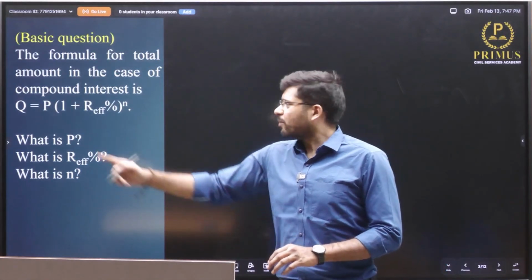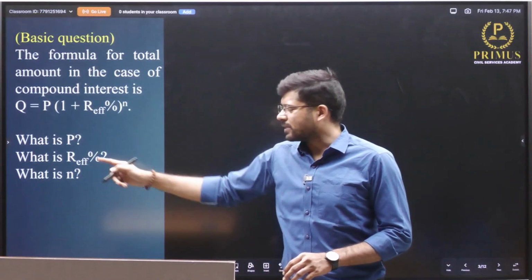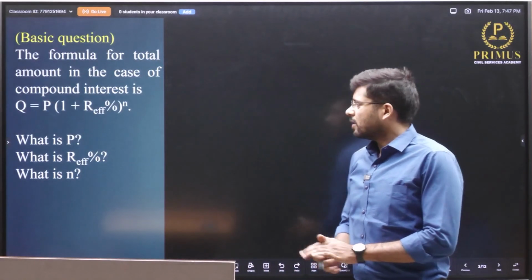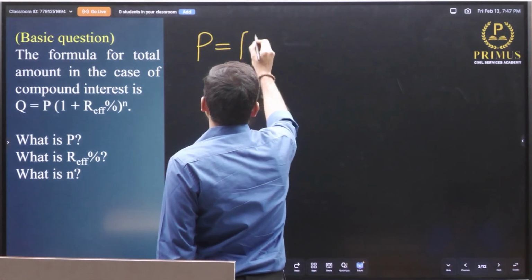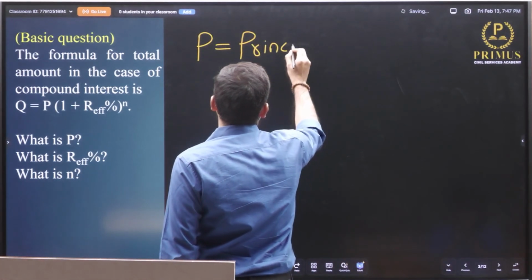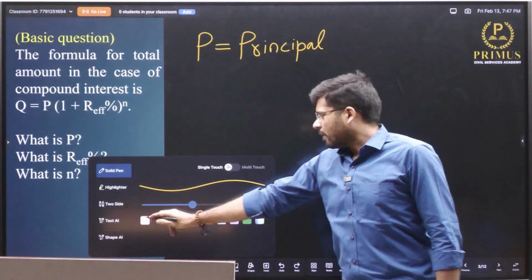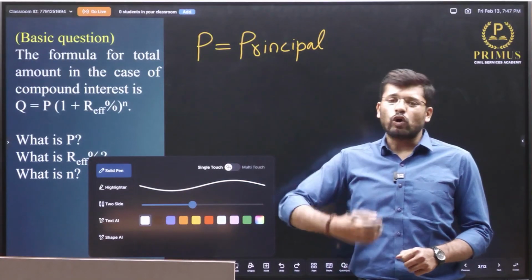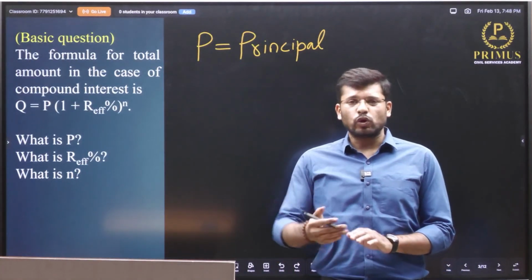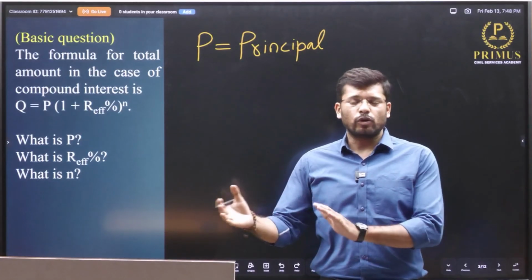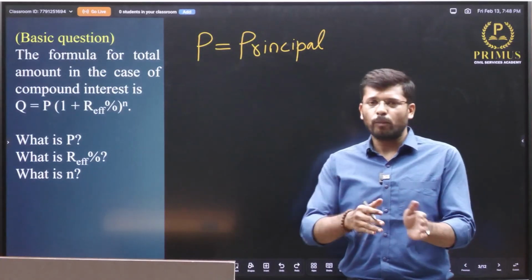Now in this formula, Q is the total amount. But what is P, what is R effective percentage, and what is N? See here, P stands for principal. So what is principal? Principal is the amount that is lent or borrowed. For example, if you lent 1000 rupees to your friend at some compounding interest, that 1000 rupees is principal. That is the amount lent or borrowed.